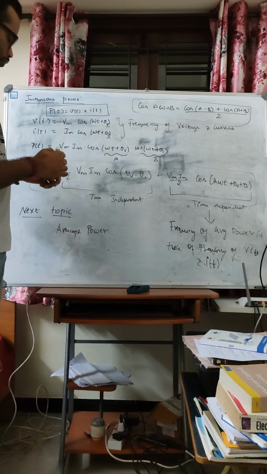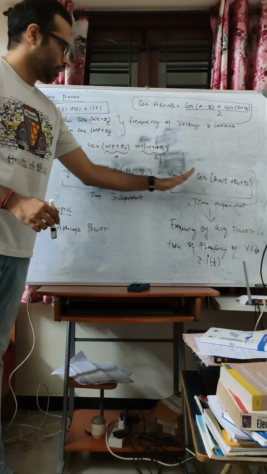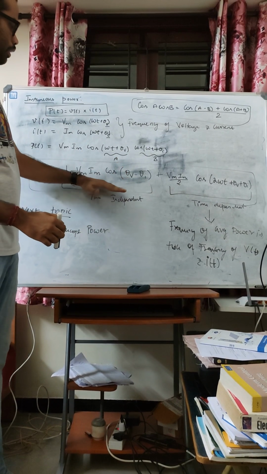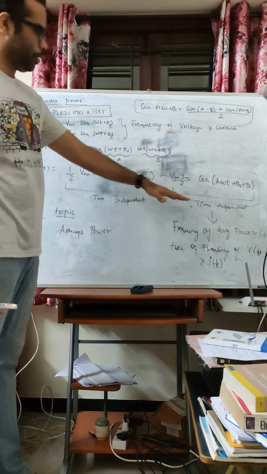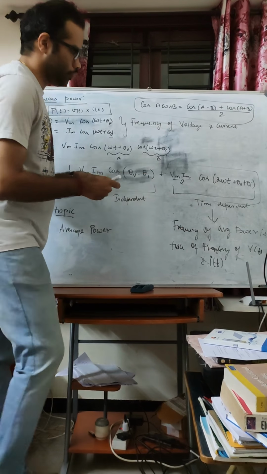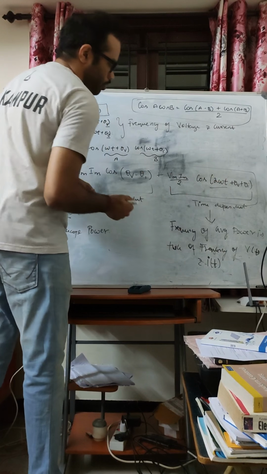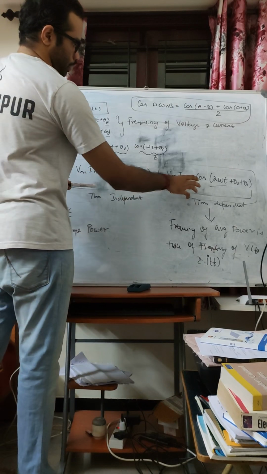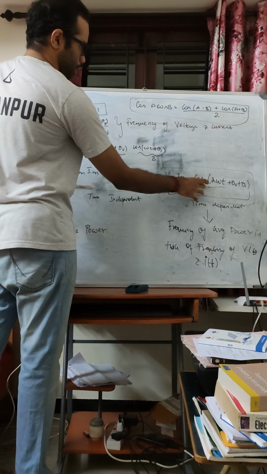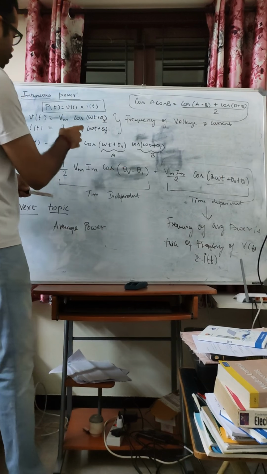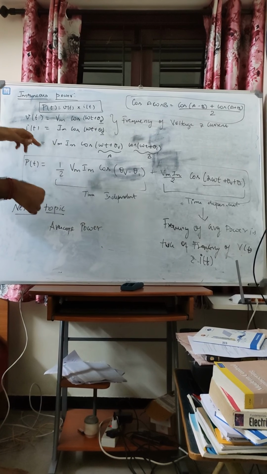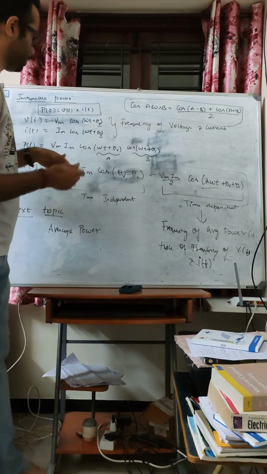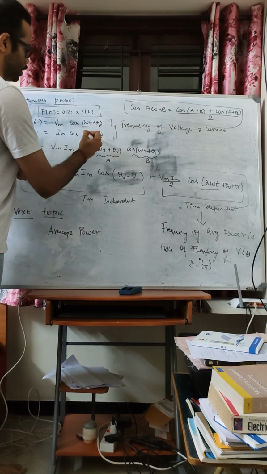So what is the final thing? You have two different terms: one is a time independent term and the other is a time dependent term. When you look closely at the time dependent term and its frequency, the frequency of the instantaneous power is actually twice the frequency of the voltage and the current.